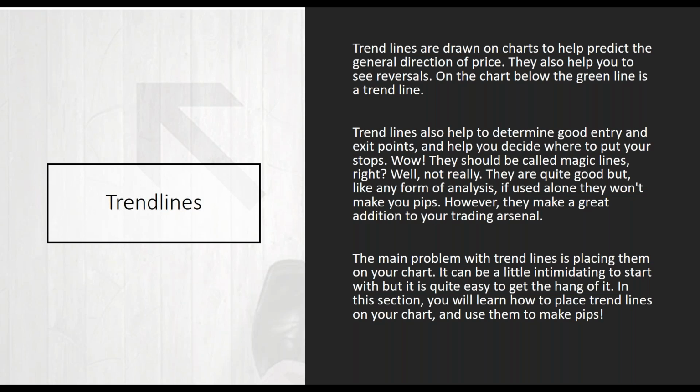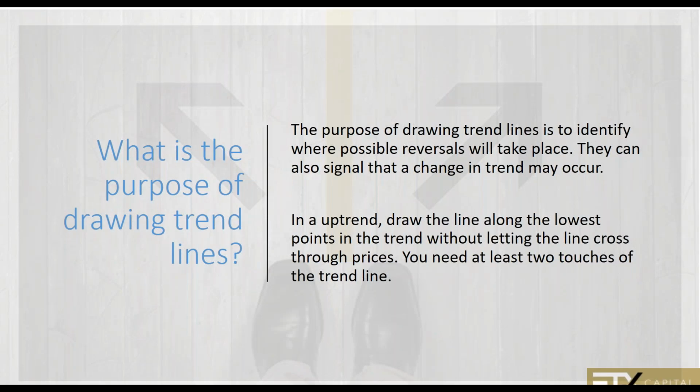The main problem with trend lines is placing them on your chart. It can be a little intimidating to start, but you'll find once you get a hang of it, it's quite easy. So the purpose of drawing trend lines is to identify where possible reversals will take place. They can also signal a change in the trend may occur. In an uptrend, you draw the lines along the lowest point in the trend without letting a line cross through the prices. You need at least 2 touches of the trend line.